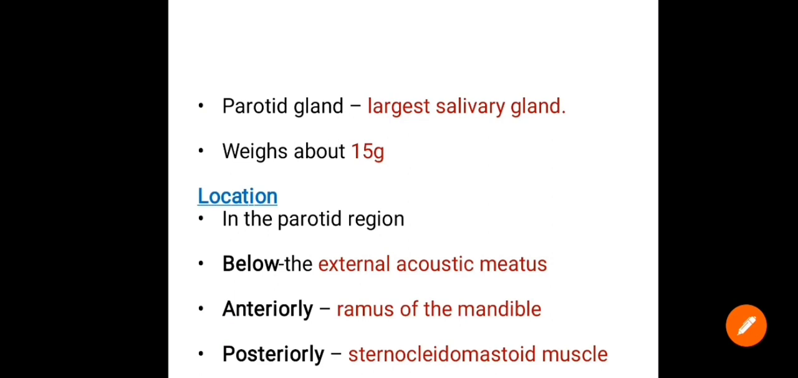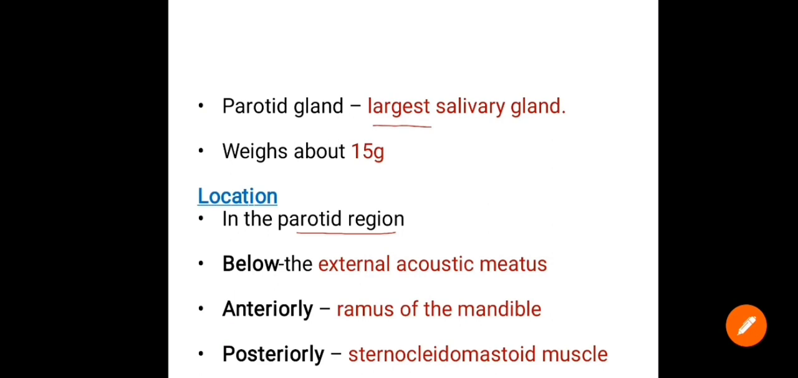So the parotid gland is the largest salivary gland and it weighs about 15 grams. Now let's go to the location. The location of the parotid gland is in the parotid region. Okay, but where in the parotid region? We have to be very exact and precise about its location. So we can locate the gland mainly by three landmarks.